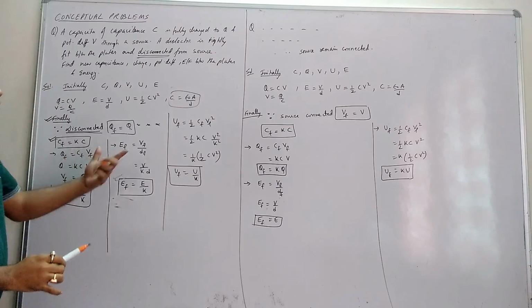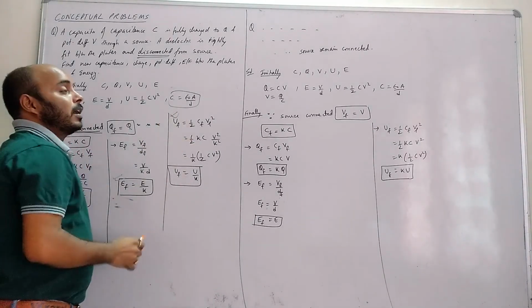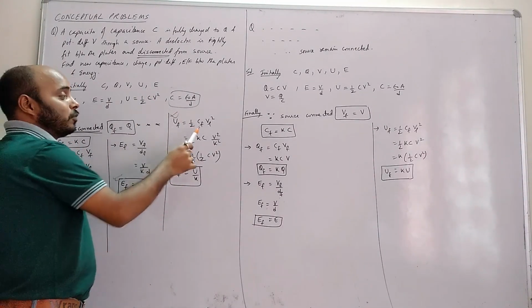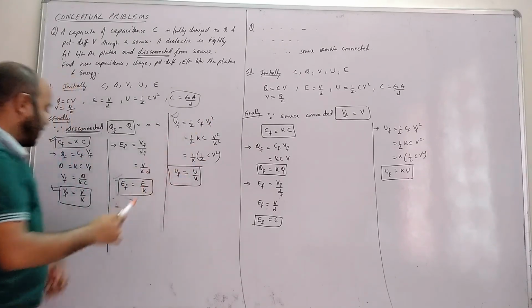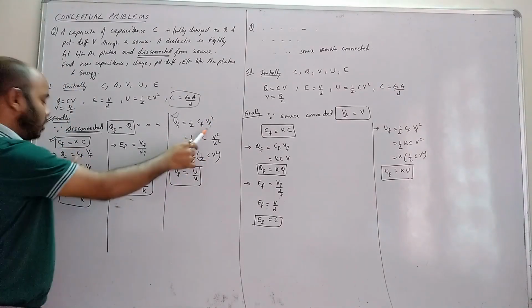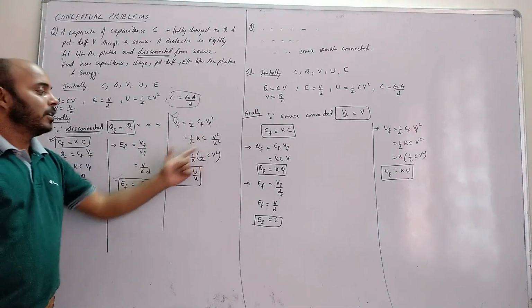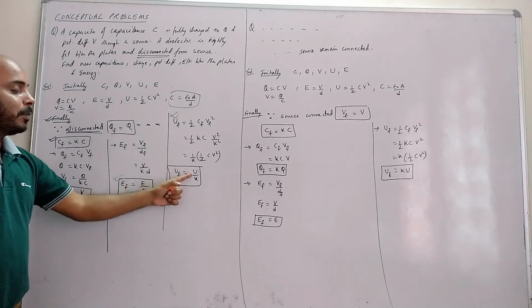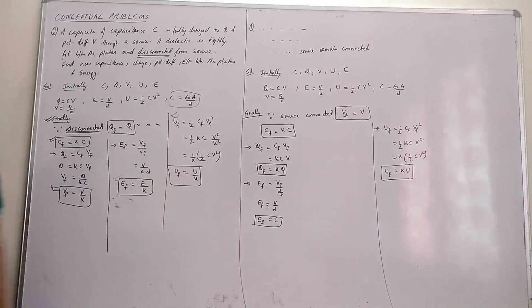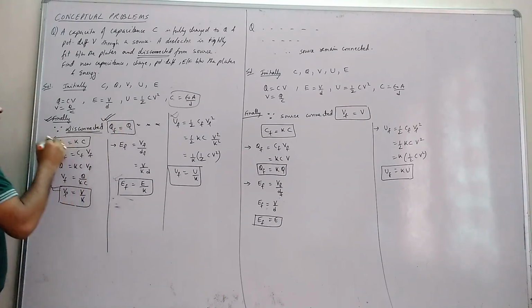Now again, final potential energy is half CV square. So final capacitance, final potential whole square. Final capacitance we have calculated is K times, final potential also we have calculated as V by K. Substituting here, we get 1 by K times half CV square. What is half CV square? The initial energy. So again the potential energy is also decreasing by K times. You understand? So two things you have to understand, this and this. For the rest, just substitute into the formulas.